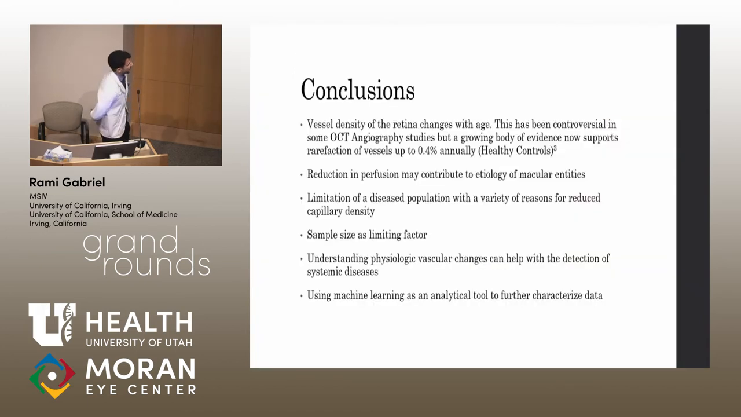All right, so OCT angiography has been shown in other studies, and it's been debated in the past, but it has shown a rarefaction in the vessels, or a decrease in the vessels, almost annually by 0.4%. The reduction in perfusion can contribute to other disease entities, so understanding that is important. For us, our sample size was a limiting factor. I know 1,800 doesn't sound like a limiting factor, but it was. And using machine learning as an analytical tool, I think, can help drive a point.